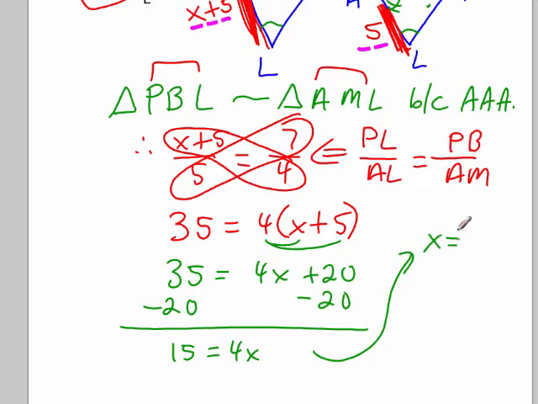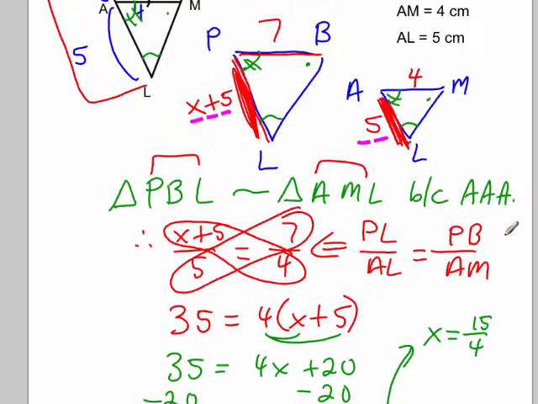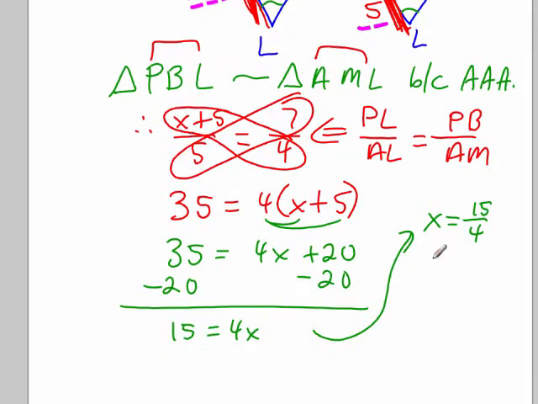So the length of x is 15 over 4, and remember that x was PA, which is what we were asked to find. Therefore, PA is equal to 15 over 4 centimeters.